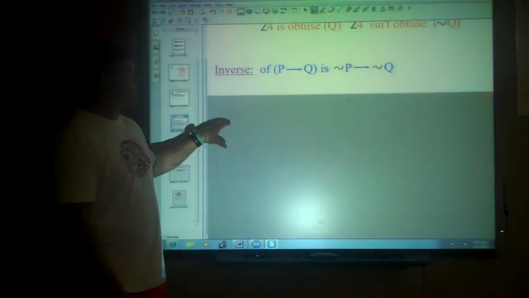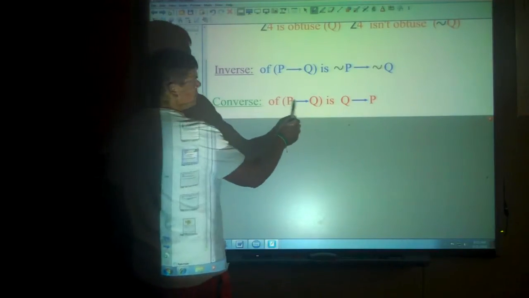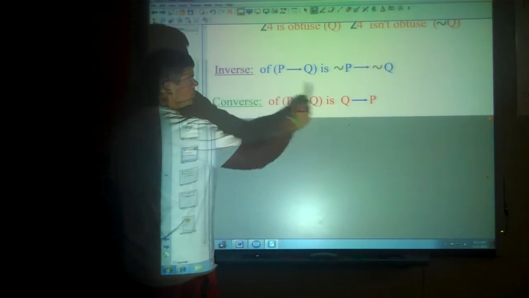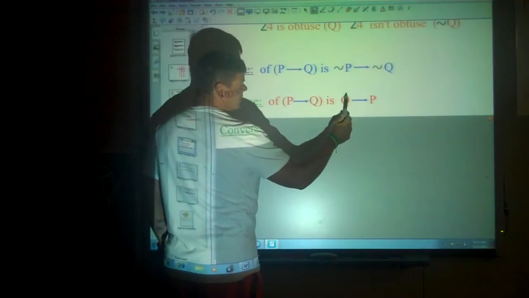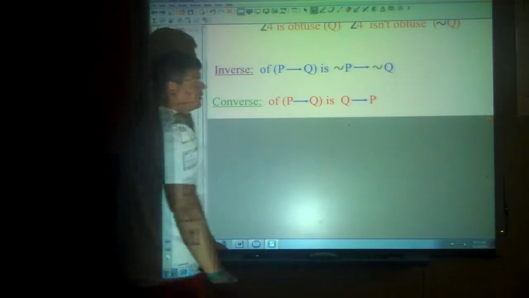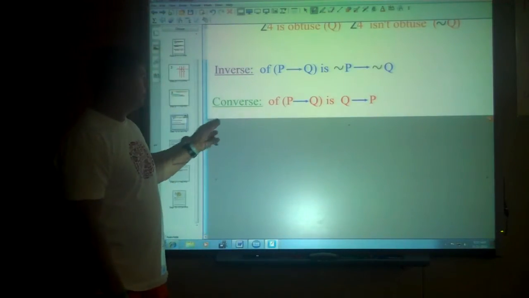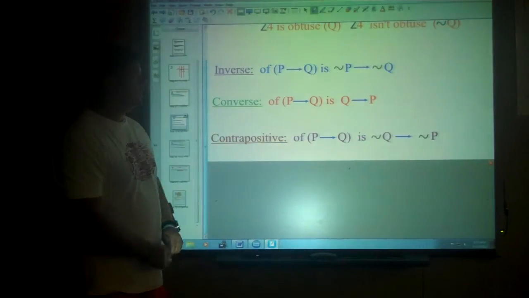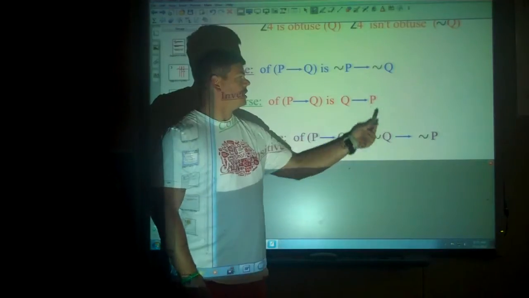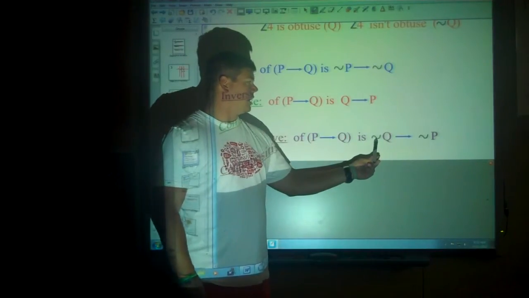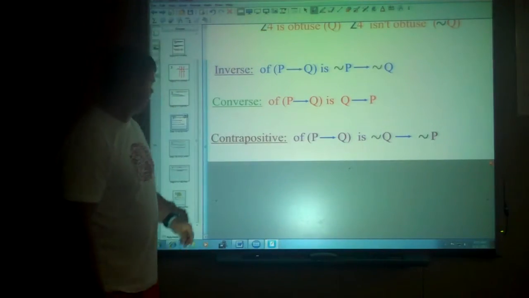Following that same example, the converse of P then Q just flips the order around. So the Q and the P switch places with each other, so now it's if Q then P. But it's going from Q to P, it only has one arrow. The contrapositive is going to take this format, the converse, and negate it. So you'll notice that it has the negation of Q, then the negation of P.